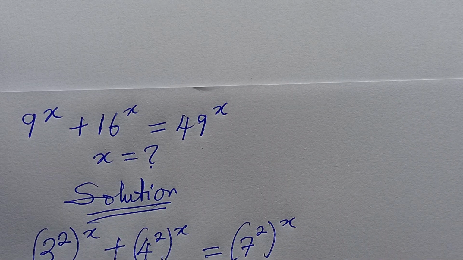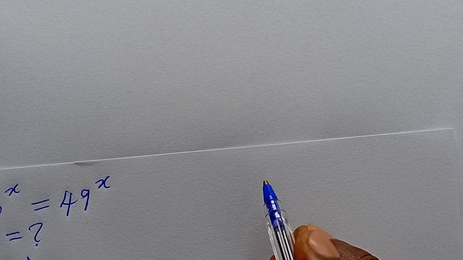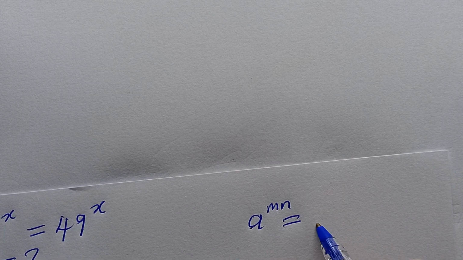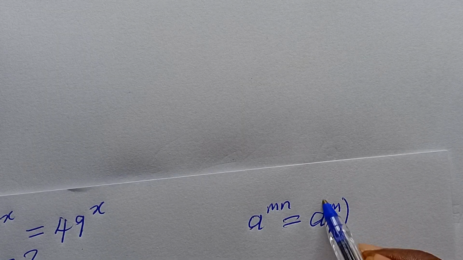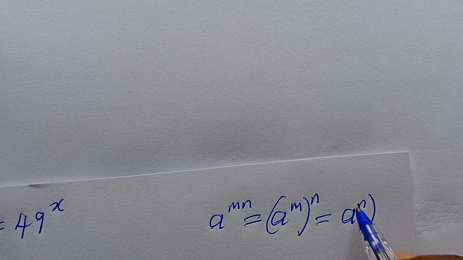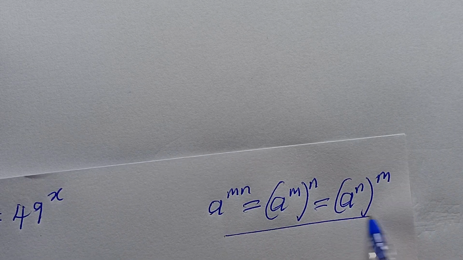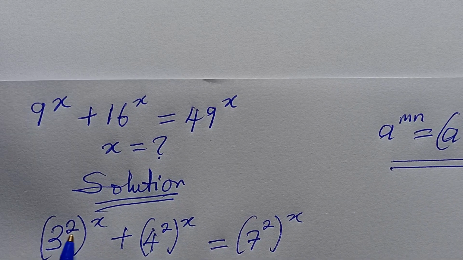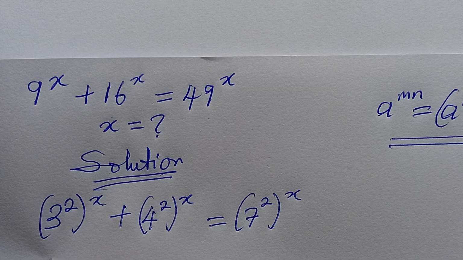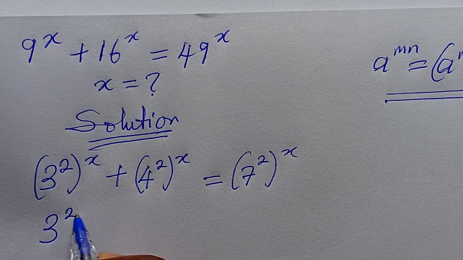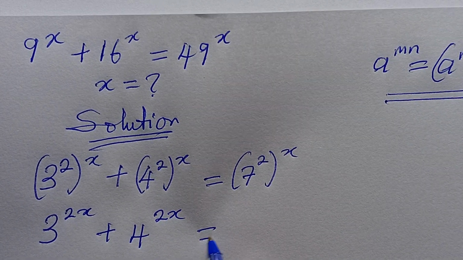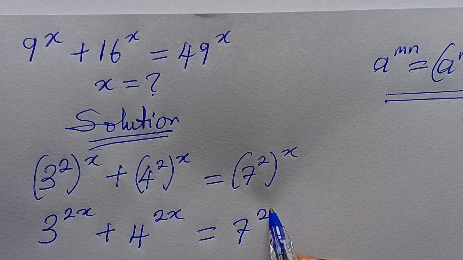We apply a simple law in indices which says that a to the power of m, all raised to the power of n, is equal to a to the power of mn, which is equal to a to the power of n, all raised to the power of m. So with this law, we can multiply the powers here, and here, and also here. And so this is going to give us 3 to the power of 2x, plus 4 to the power of 2x, equal to 7 to the power of 2x.